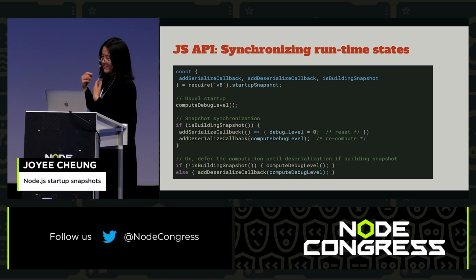And that will help you synchronize these states back. Or you can just defer the computation until deserialization if you're building a snapshot. There is also a getter called isBuildingSnapshot that you can use from the API to determine whether the code is actually being run to build a snapshot.